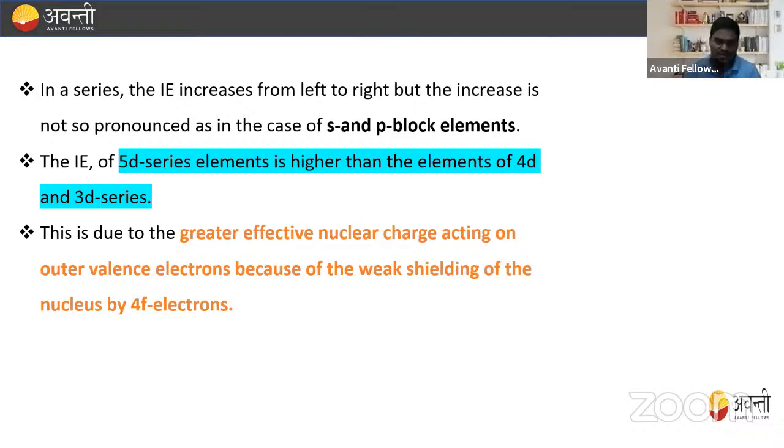The ionization enthalpy of 5d series elements is higher than that of 4d and 3d. Why? This is due to the greater effective nuclear charge acting on the outer valence electron because of the weak shielding of the nucleus by the 4f electrons. We know that the shielding order is: best shielding is shown by s, then p, then d and f. So d and f show a poor shielding effect, and due to this only, the ionization energy of 5d series elements is higher than that of the 4d and 3d series.